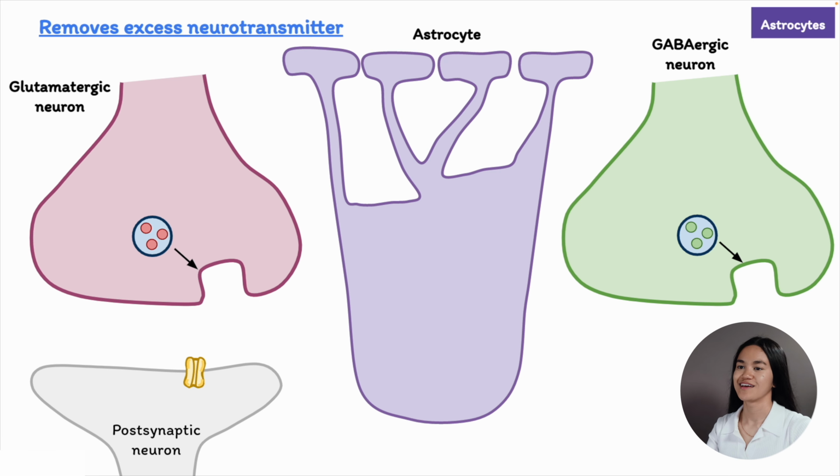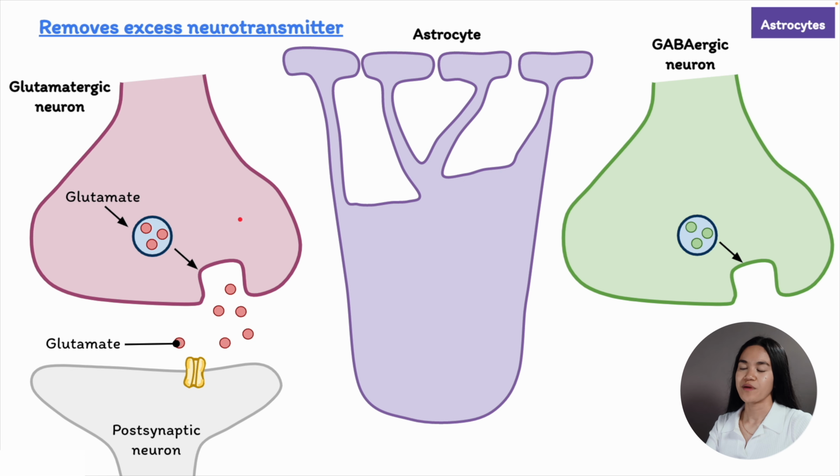Let's break this down. Here we have a glutamatergic synapse or neuron on the left side and a GABAergic synapse on the right, and also our astrocyte here in the middle. Let's slow down for a second because it can be quite overwhelming, but it's a walk in the park once you see the overview picture. Let's focus on the glutamatergic synapse first. The neurotransmitter that is released is glutamate. Glutamatergic equals glutamate. It's in the name.